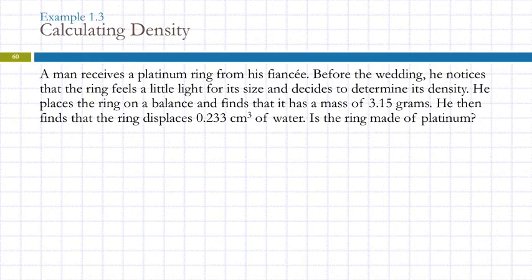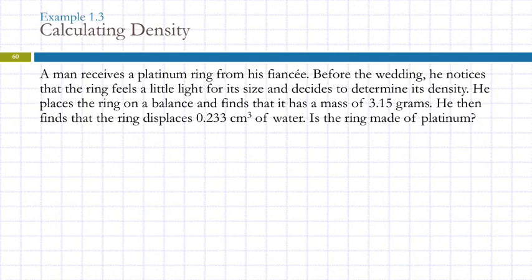A man receives a platinum ring from his fiancée. Aww. Before the wedding, he notices that the ring feels a little light for its size and decides to determine its density. He places the ring on a balance and finds that it has a mass of 3.15 grams. He then finds that the ring displaces 0.233 cubic centimeters of water. Is the ring made of platinum?